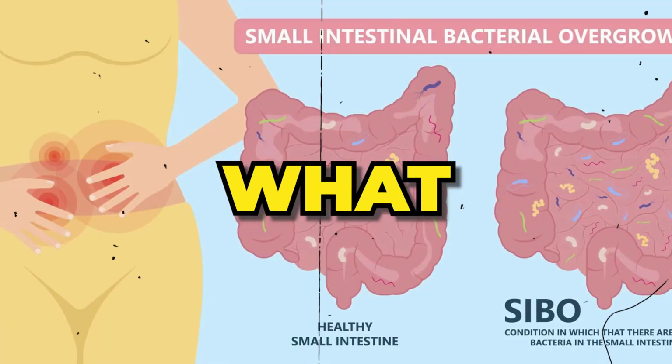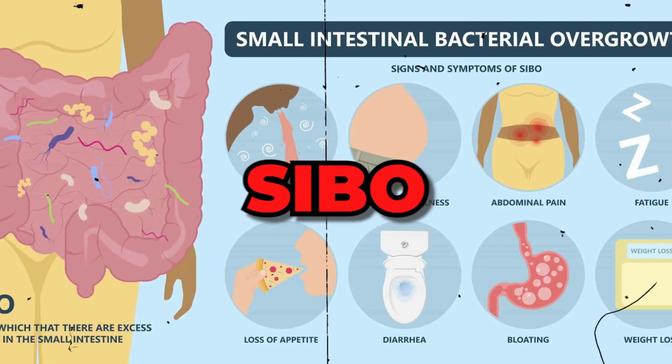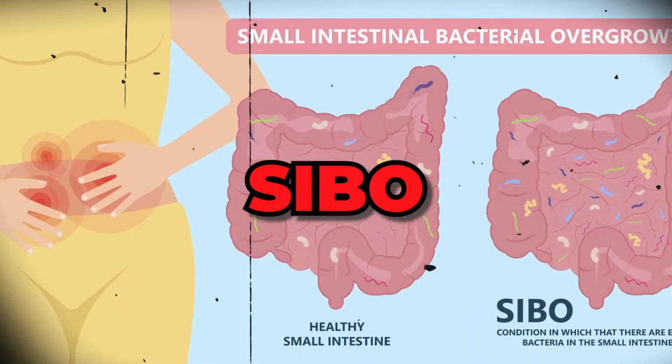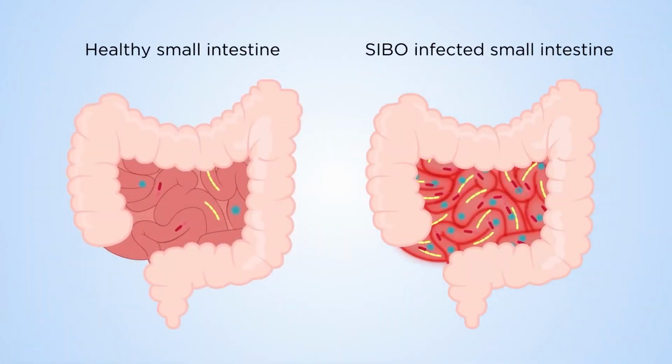We'll break down what is SIBO, the 3 types of SIBO, causes of SIBO, symptoms of SIBO, how to diagnose SIBO, and then finally SIBO treatment options. So let's get started. What is SIBO? SIBO stands for small intestinal bacterial overgrowth, and it's essentially when you have too many bacteria in the small intestine. While bacteria are perfectly fine if they're in very large numbers in the large intestine, when this happens in the small intestine, it can lead to SIBO and a wide variety of problems.